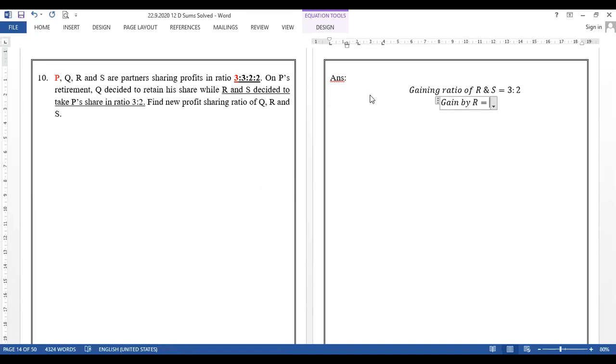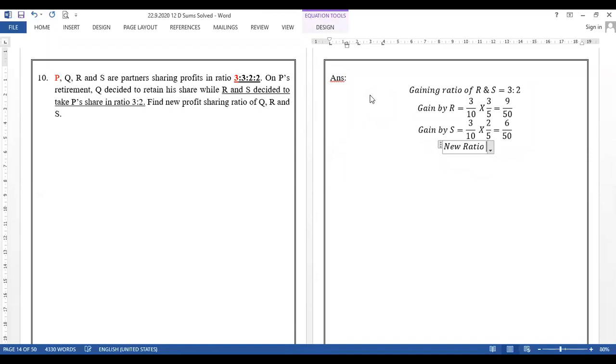P's share can be seen as 3/10, into 3/5. So this will give me the answer as 3 3s are 9, 9/50. For S, the gain by S will be equal to 3/10 into 2/5. So this will be equal to 3 2s are 6, 6/50. Correct. So 9/50 and 6/50 is the gain by the two partners. Now let us find the new ratio.